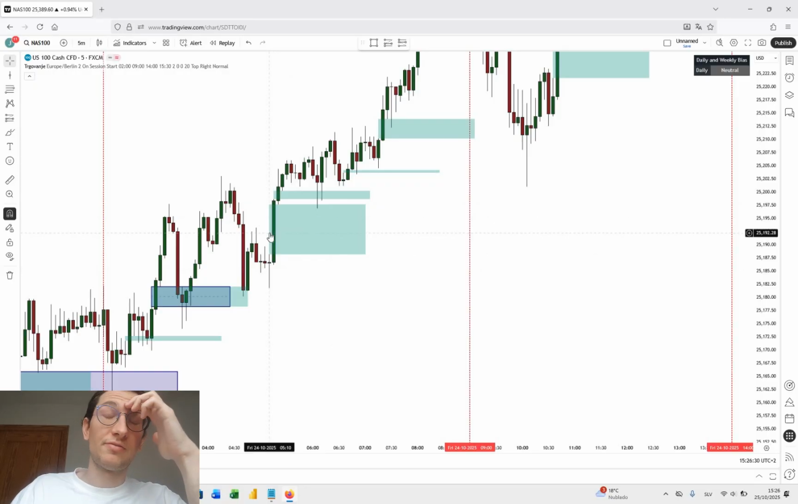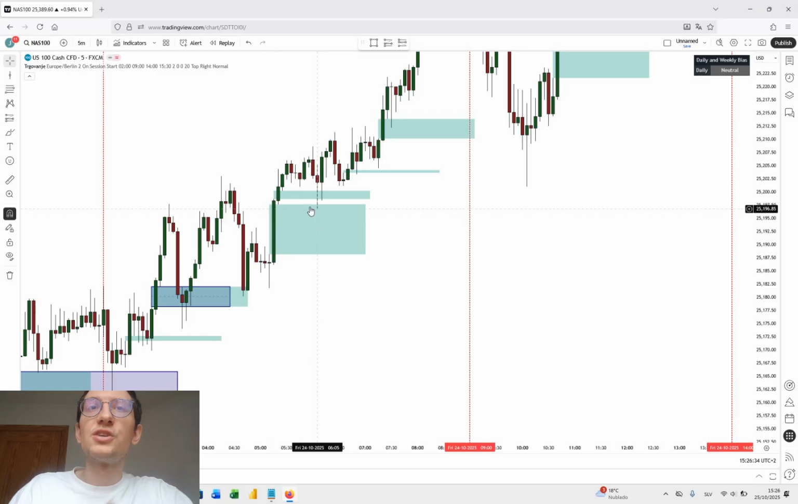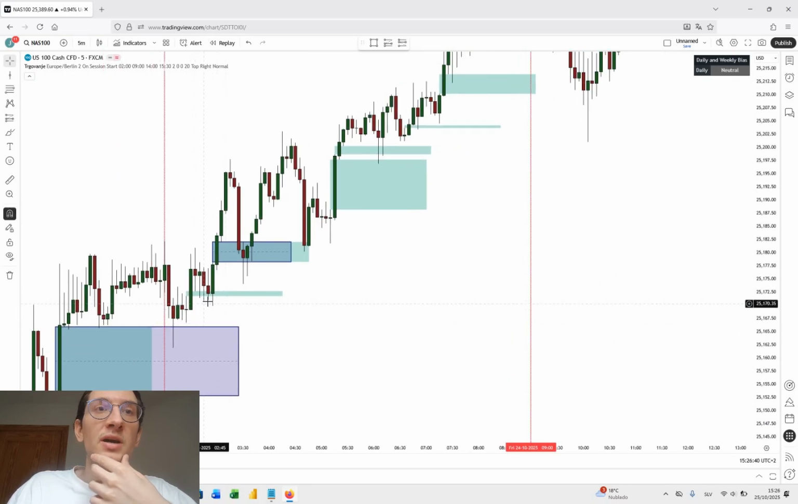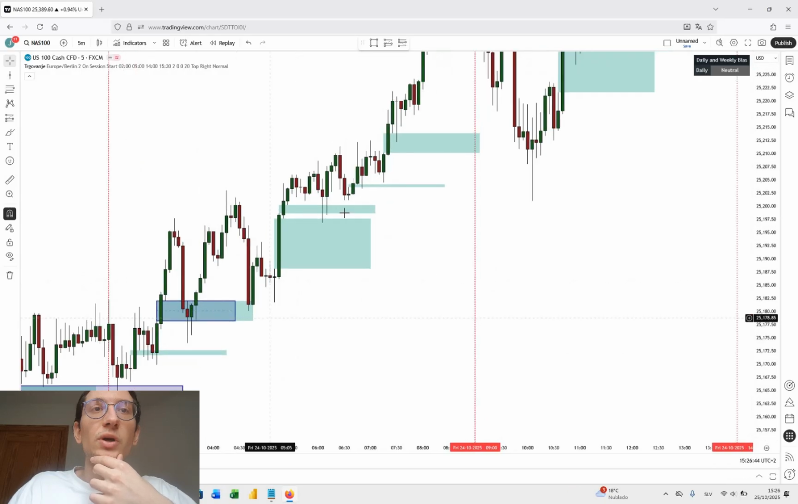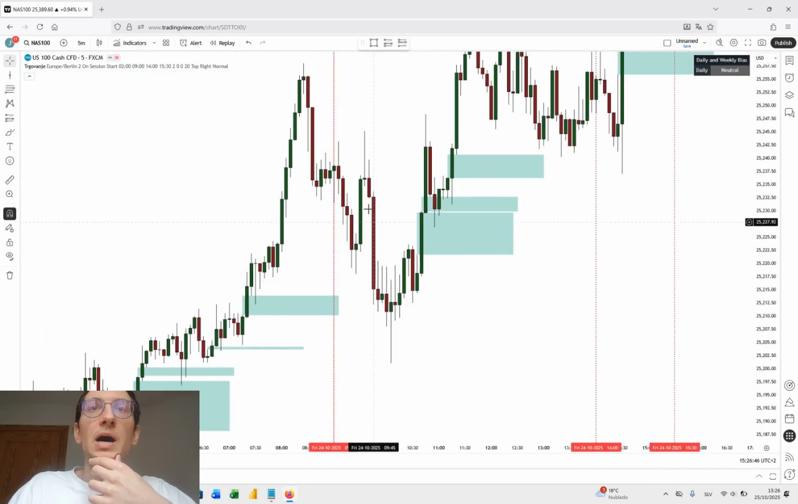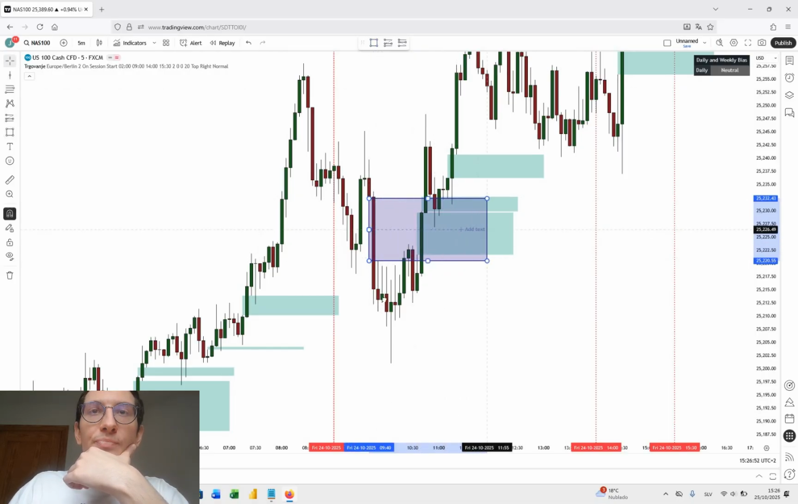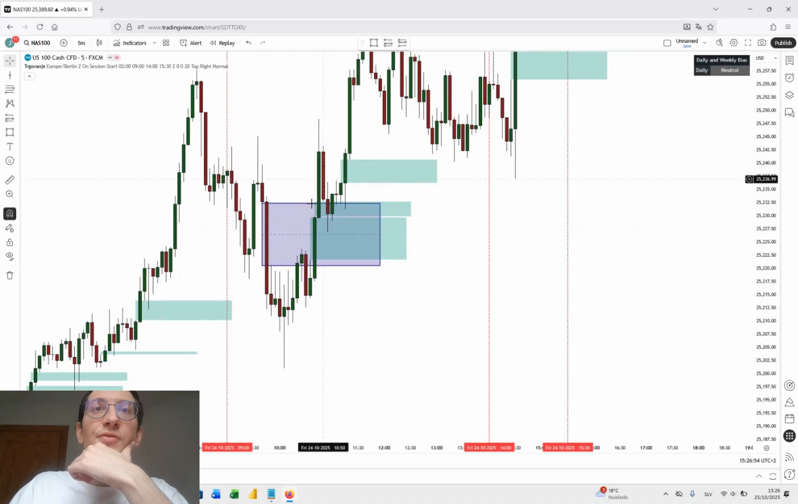As long as we have a fair value gap, that's a good confirmation for us that the price might move in the direction that the fair value gap is showing us. You see, here we have a tiny little fair value gap that got respected and went up, up, up, up, up. You see?